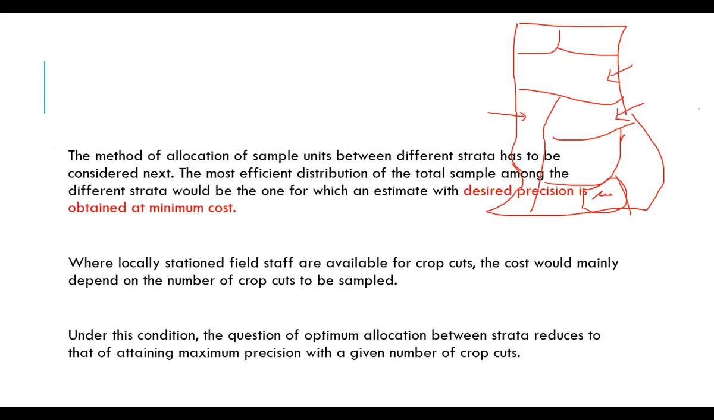Good. Now, another point we can talk about when it comes to stratification is that the method of allocation of sample units between different strata has to be considered. The most efficient distribution of the total sample among different strata would be the one for which an estimate with the desired precision is obtained at minimum cost. So when we are sampling, we should ensure that we sample in such a way that we get a desired precision level, but with minimum cost.